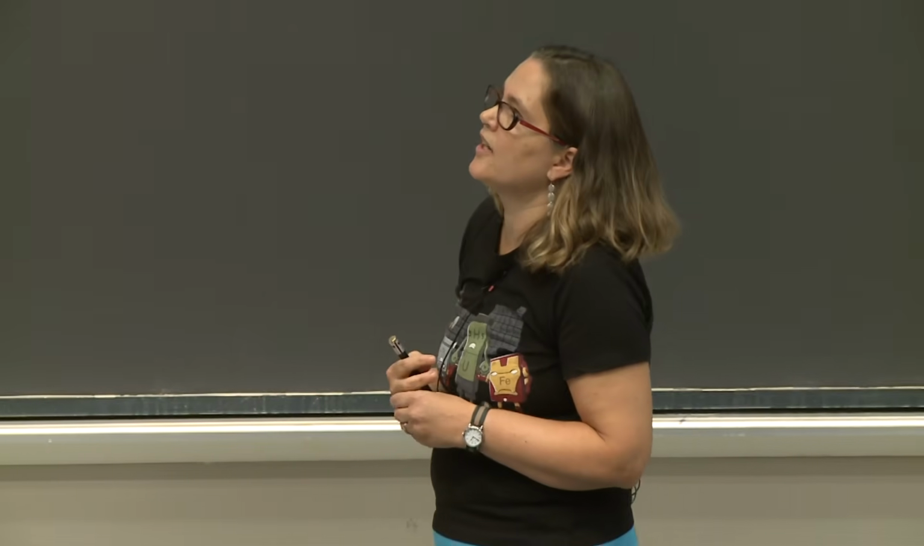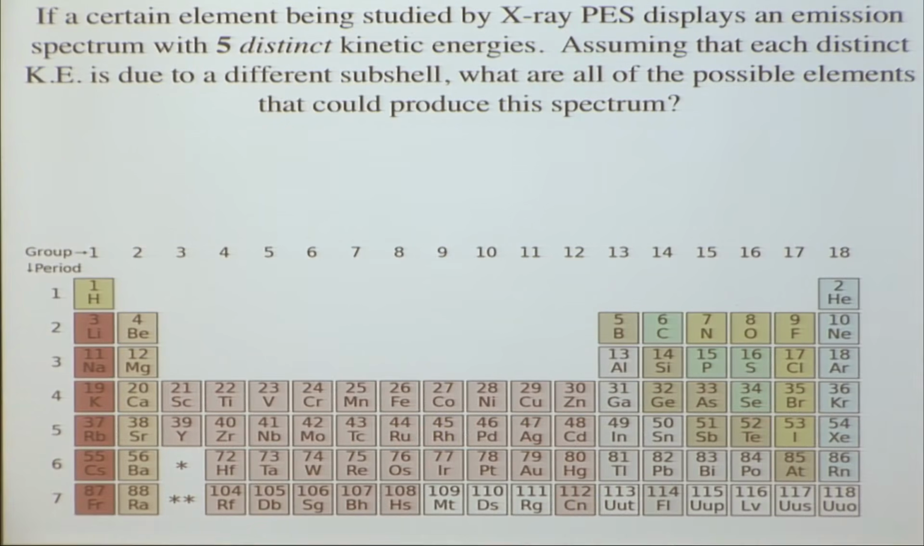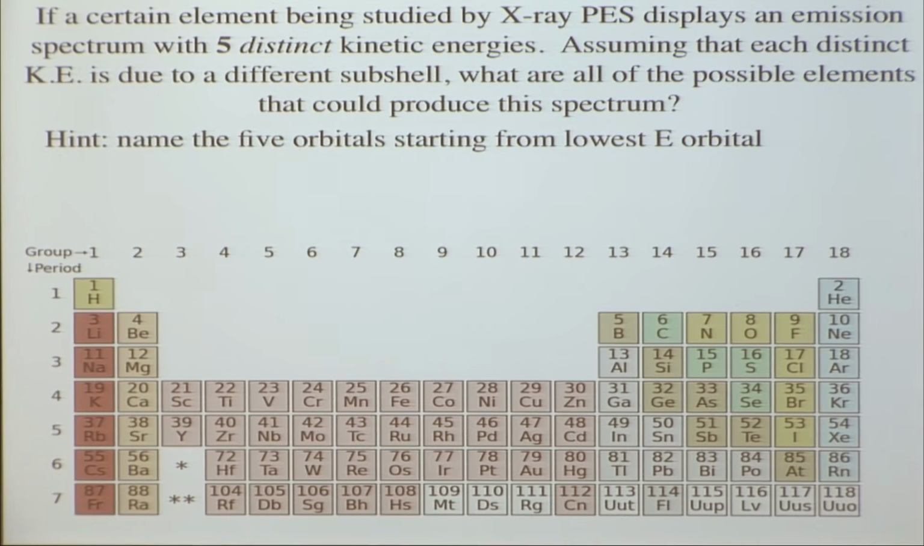So let's just think about another problem here. Suppose you had 5 really distinct kinetic energies. Assume that a very distinct kinetic energy means a different subshell. And so then we want to think about what are the possible elements in the periodic table that could produce a spectrum with these 5 very, very distinct kinetic energies.